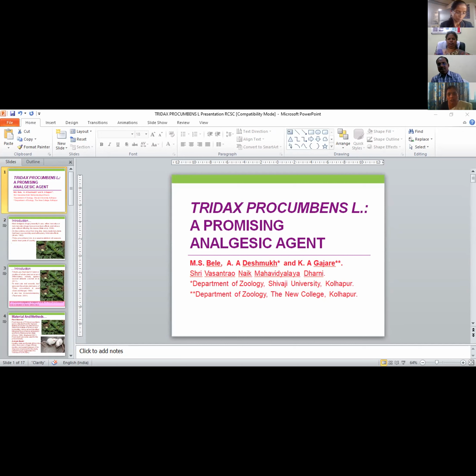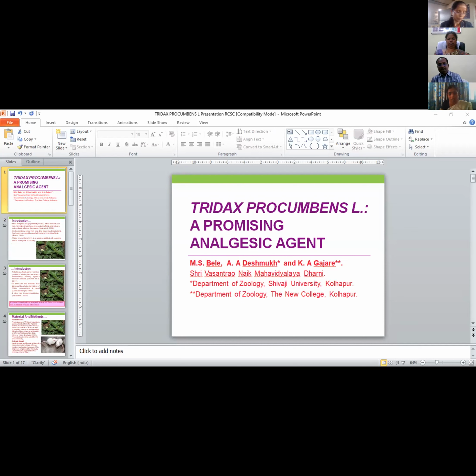In our study we have collected this Tridax procumbens from the garden of Government Vidarbha Institute, and it was identified according to the Flora of Maharashtra. For this study, we are using fresh leaf juice of Tridax procumbens, because it is the tradition among farmers and folk people to apply fresh leaf juice, and that's why we are trying to understand the analgesic property of this fresh leaf juice.